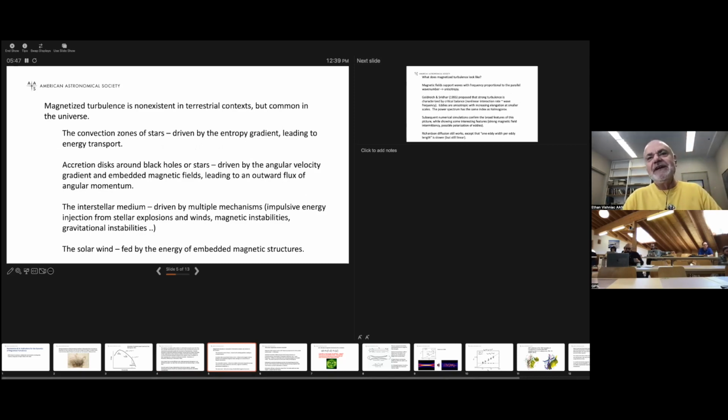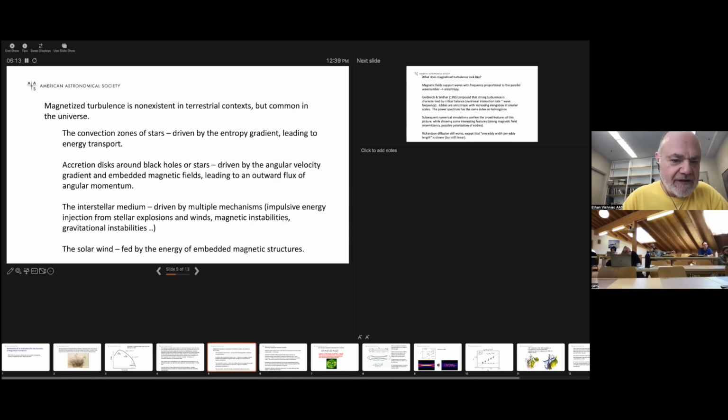So intellectually, it seems like a natural step to go from fluid turbulence to magnetized turbulence. And it's slightly complicated by the fact that magnetized turbulence is really virtually non-existent in terrestrial contexts, but extremely common in the universe. So in astrophysics, we almost always want to talk about magnetized turbulence, but we don't have an experimental base experience to refer back to.